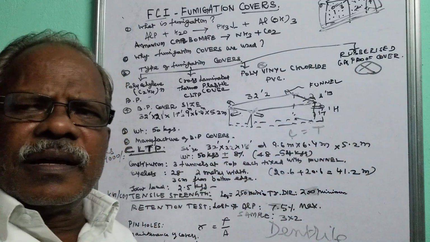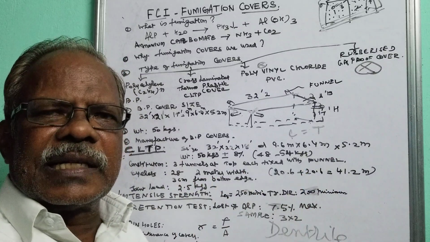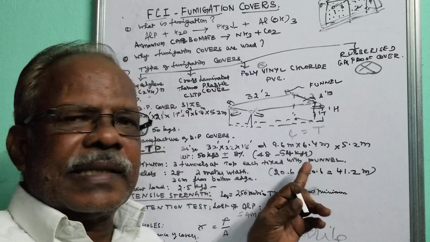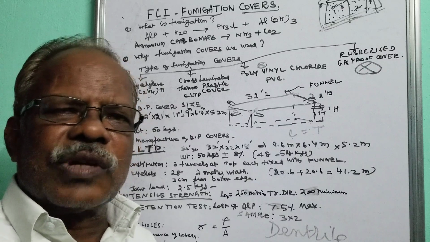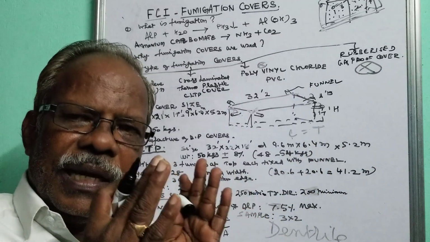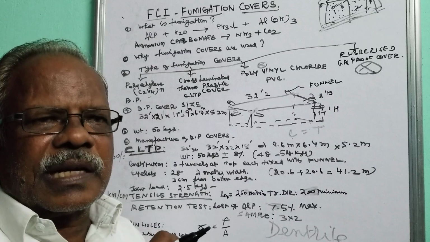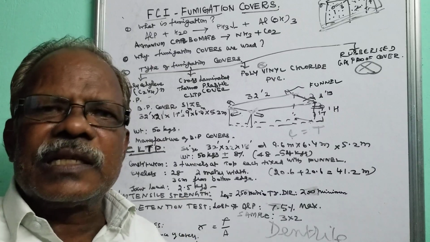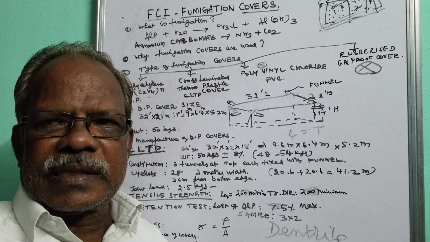But in FCI, we are not using more concentration. The normal concentration is given, but the time limit is 5 days, and maximum we can extend to 7 days. More than that it should not be. That is called the CT factor. So to make the lethal dose, we should see three things: retention, concentration, and the time factor. These three things are to be kept in mind to have 100% result.